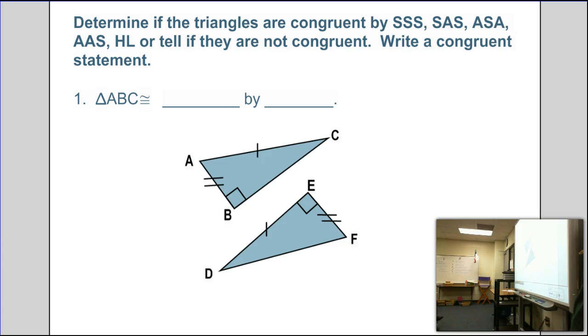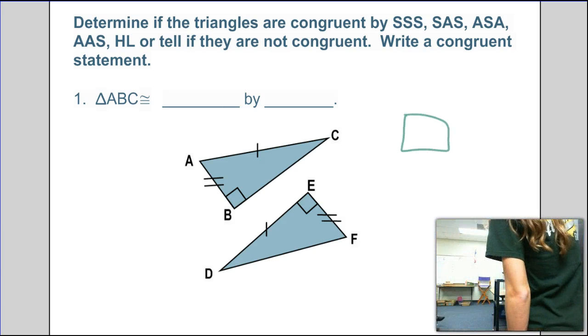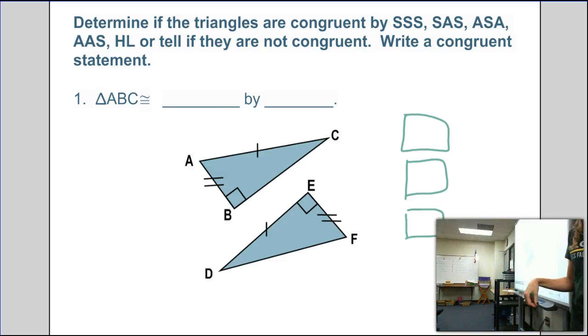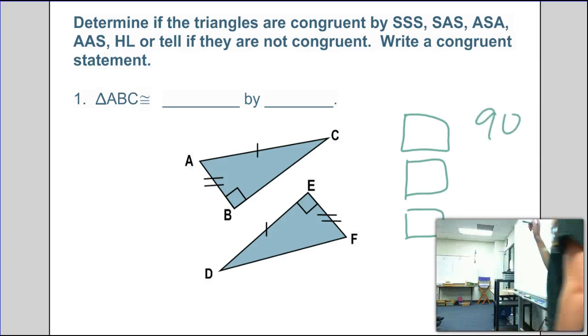HL, NP? Yeah. So to be HL, remember you've got to have those 3 things. Let's check. These are training wheels. You can take your training wheels off later, but for now, let's use our training wheels and make sure we have all 3 things. Do both triangles have a 90-degree angle?